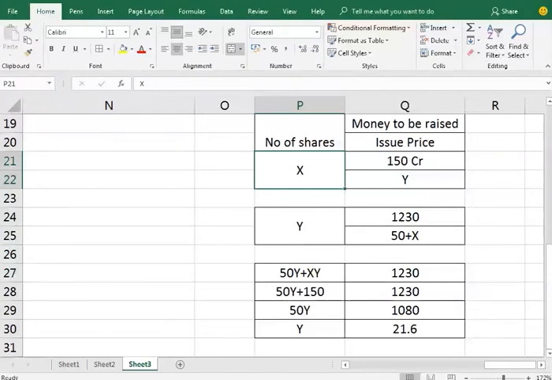Your xy will be equal to 150 crore. So you can substitute in this equation. X into y is 150 crores. This y goes this side, 50y plus xy is equal to 1230. In place of xy you can write 150. Xy is nothing but 150.